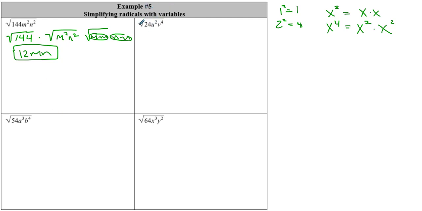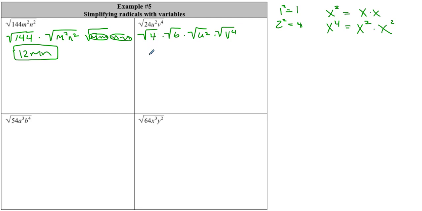All right, so let's do the 24. Okay, so we can break this down into numbers, or we can do the prime factoring if you like it. Is there a perfect square that goes into 24? Yes. That would be 4. So we got the square root of 4 times the square root of 6. And then I also have the square root of u squared, and then times the square root of v to the 4th. So I'm just breaking each one of these down.